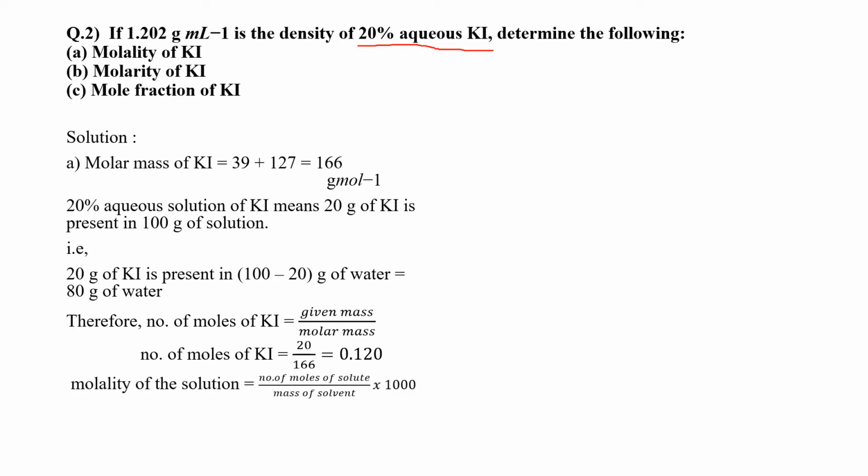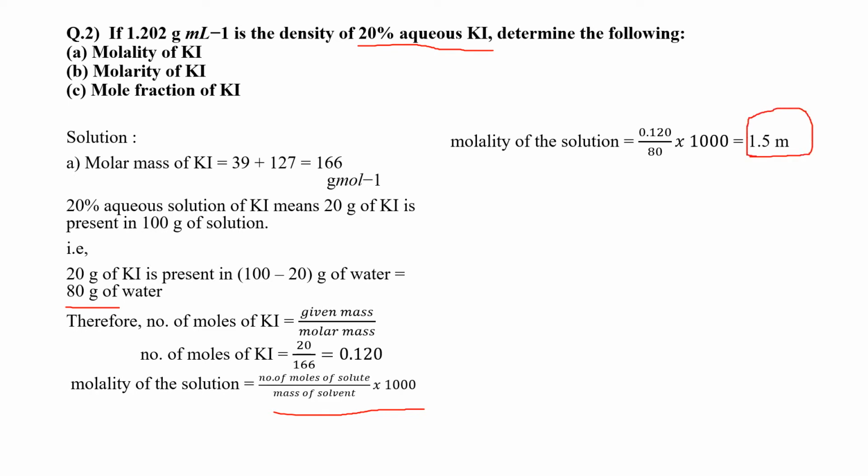Now, on finding out the number of moles of KI, the molality of the solution can easily be found on applying the formula of molality. The molality of the solution will be equal to the number of moles of solute divided by the mass of solvent in gram multiplied by 1000. On putting the number of moles of KI, that is 0.120, divided by the mass of the solvent, which is water, in gram, so 80, and multiplying by 1000, we get the value of molality, and that is 1.5 molal.